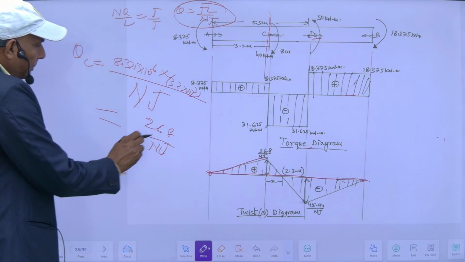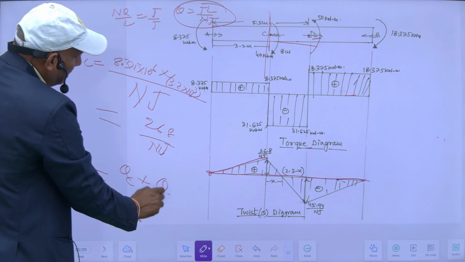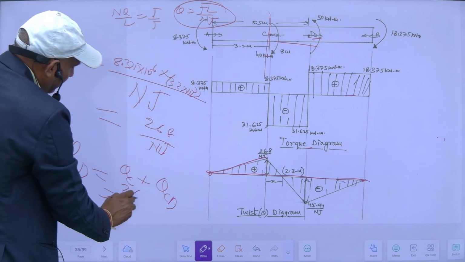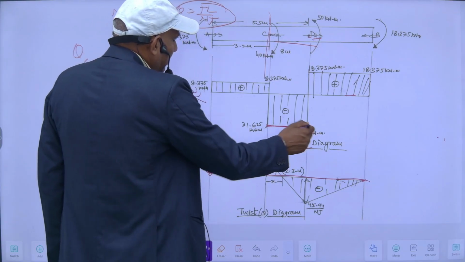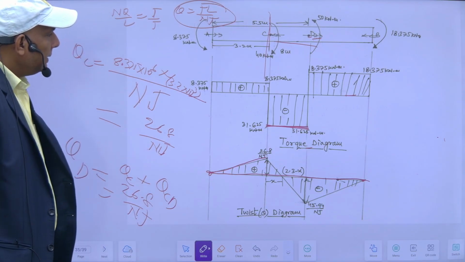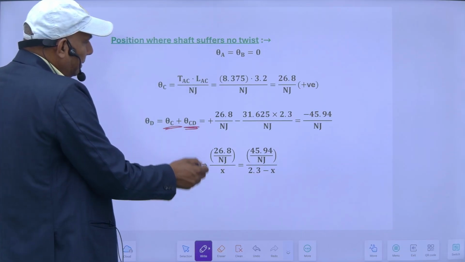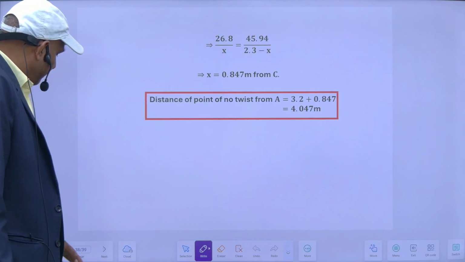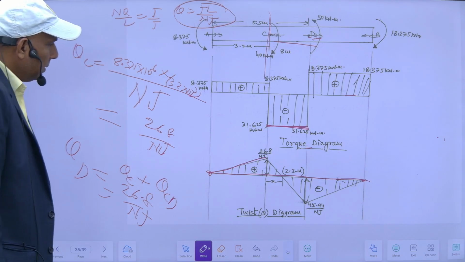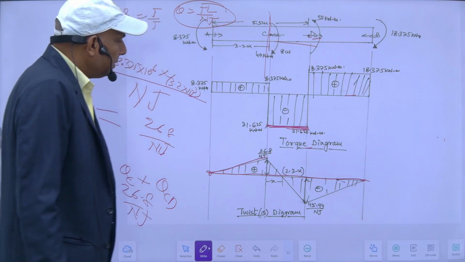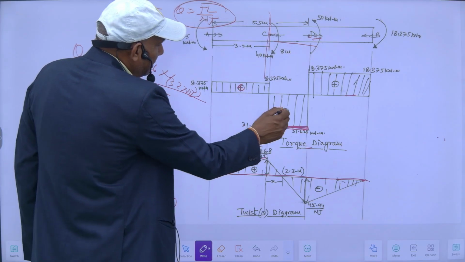And what will be the position of theta here? This will be the sum of this plus this. So theta of D will be equal to theta of C plus theta of CD. Theta C is equal to 26.8 over NJ. And since for this portion my torque is different, theta of CD will be different. Here the torque for this portion is 31.625 kilonewton meter, so this will be separate. This is my plus and this is minus, so it will be minus.